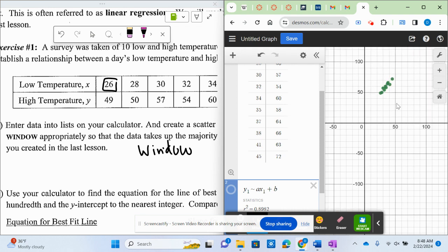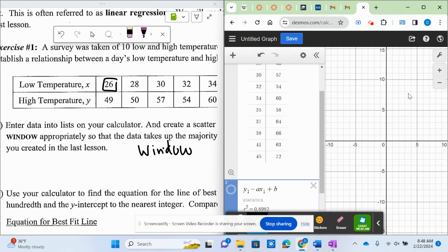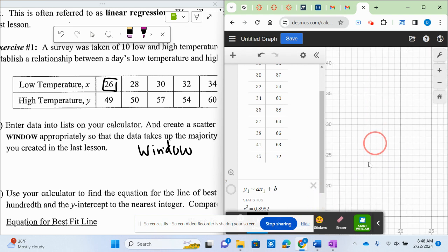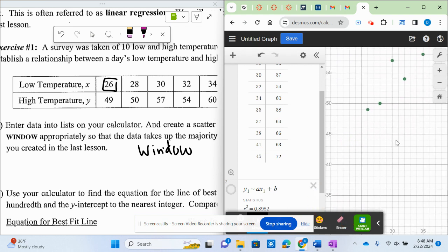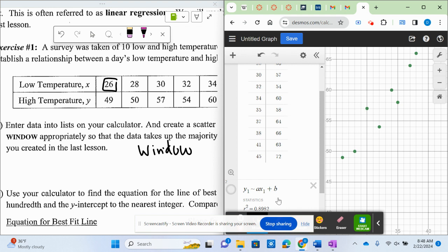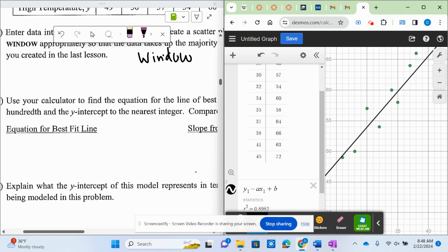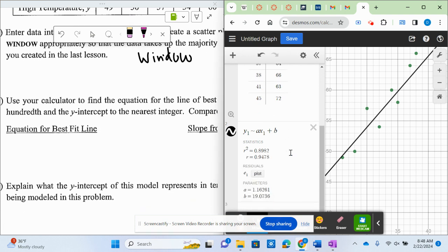So here's my scatter plot, but it doesn't just plot my points. Once I input that equation in, it draws my line of best fit for me. So there's my scatter plot, and there's my line of best fit. Okay. So question number 1 says, what is the equation for your line of best fit? So let's look at our equation for our line of best fit from the Desmos.